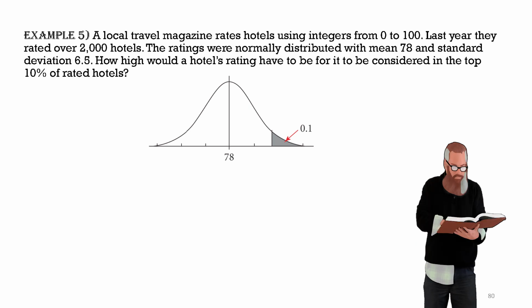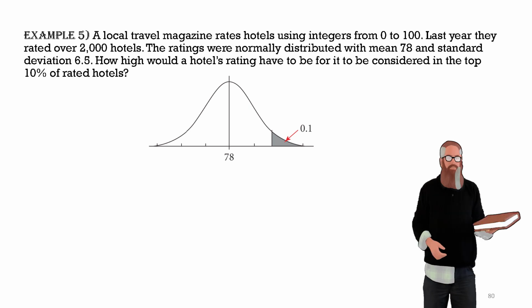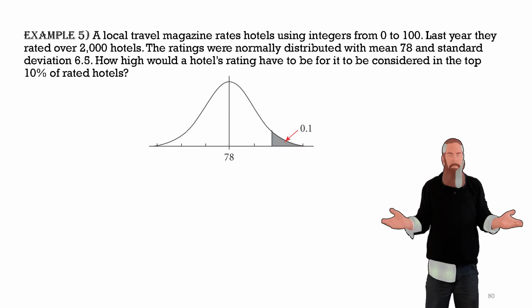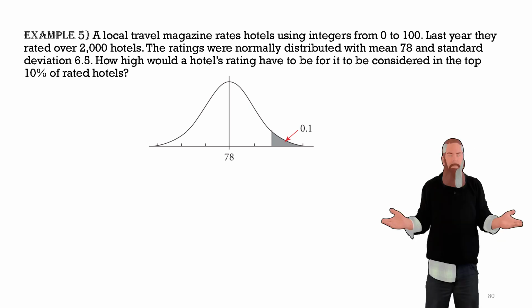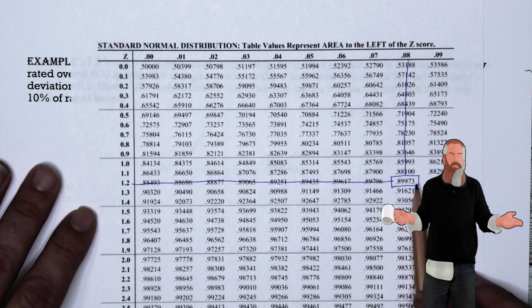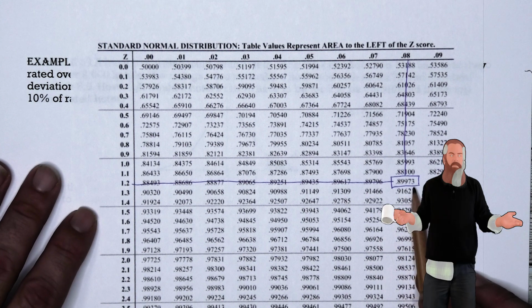Now, a local travel magazine rates hotels using integers from 0 to 100. Last year, they rated over 2,000 hotels. The ratings were normally distributed with a mean of 78 and a standard deviation of 6.5. How high would a hotel rating have to be for it to be considered a top 10% rated hotel? Top 10% means we're looking for 90%, or 0.90.